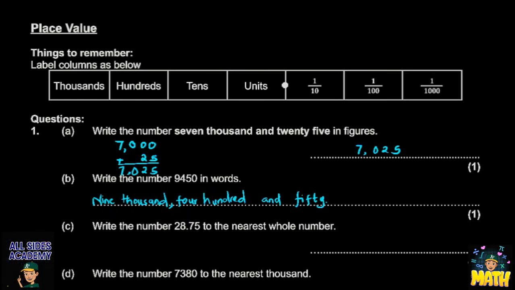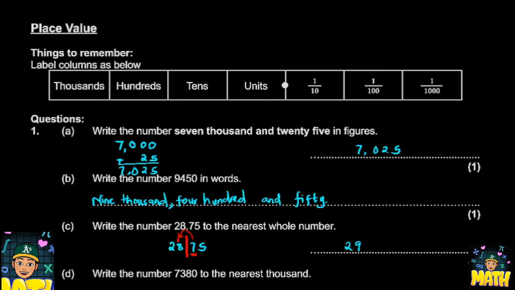Write the number 28.75 to the nearest whole number. We have one side which has the whole number and the other side that has the decimal, so we're going to put that line. If that number is 5 and above, it rounds the number 8 up by 1. So our answer there will be 29.